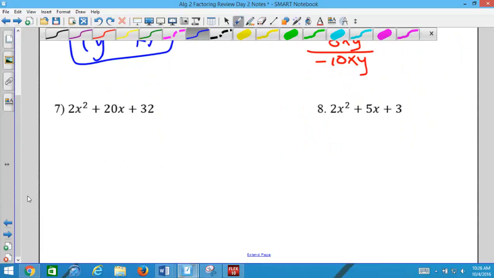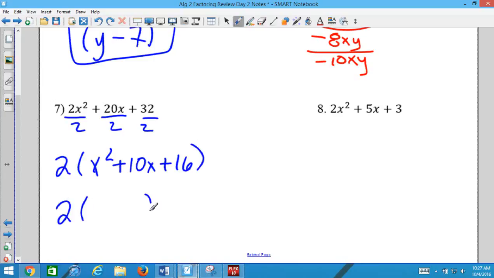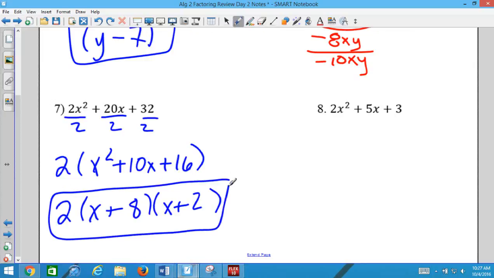Number 7. Is there a greatest common factor? Yes, take it out. What is it? 2. So we have 2 times x squared plus 10x plus 16. So we have 2 and then 2 parentheses with an x and an x and a plus sign and a plus sign, an 8 and a 2. This is so review.